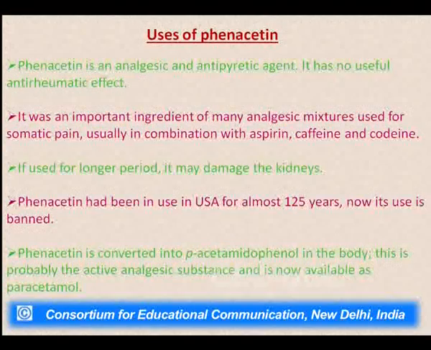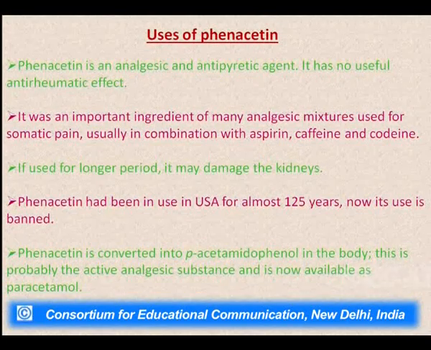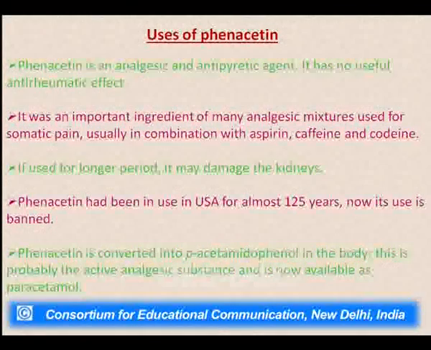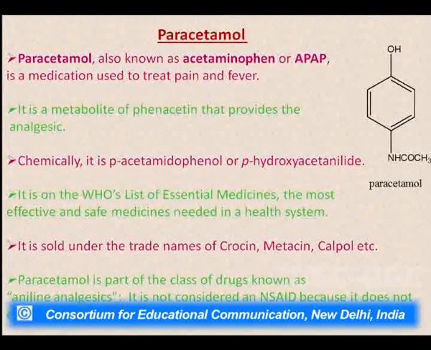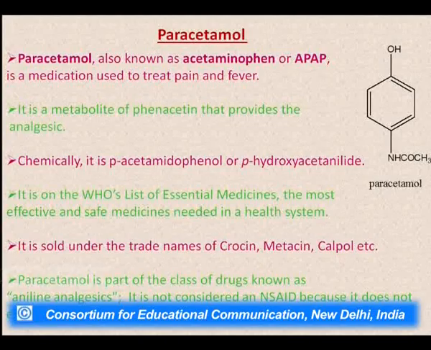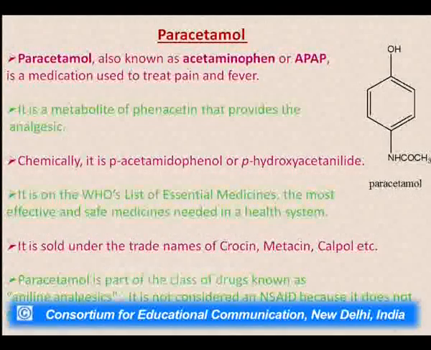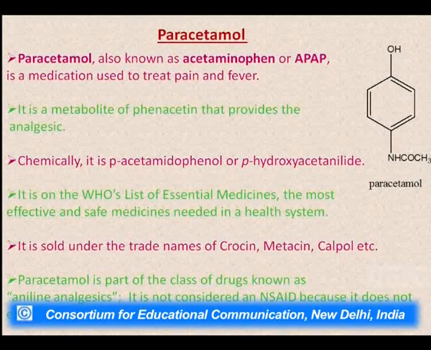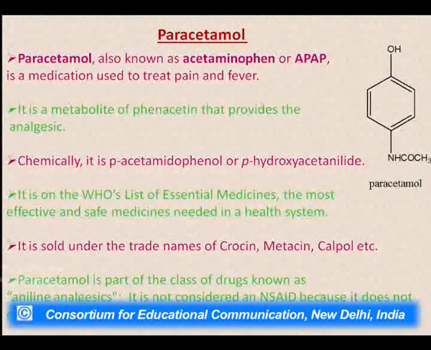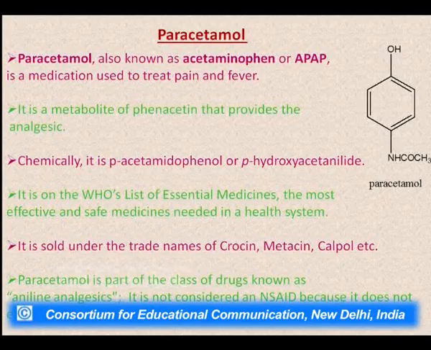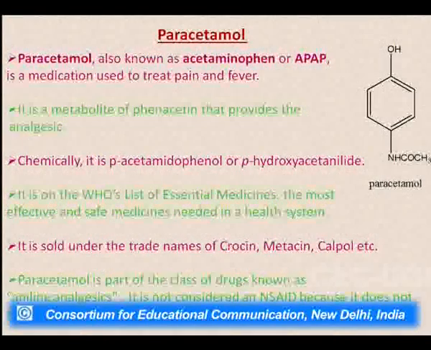Phenacetin is converted into para-acetaminophenol in the body. It is probably the active analgesic substance and is now available as paracetamol. Now this paracetamol, whose prodrug is phenacetin, we will discuss, the main active component of the previous drug. Paracetamol, also known as acetaminophen or APAP, is a medication used to treat pain and fever.